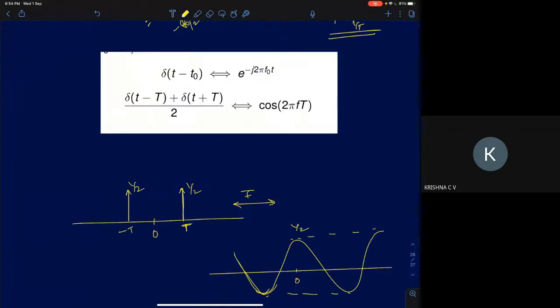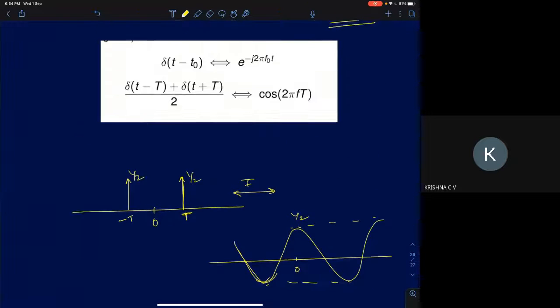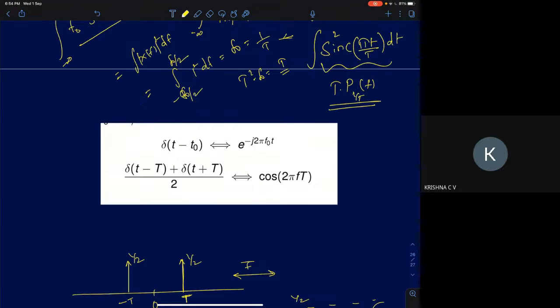Okay, so yeah, I think I'll stop at this point. We'll continue with our discussion on Fourier transforms in the next lecture.